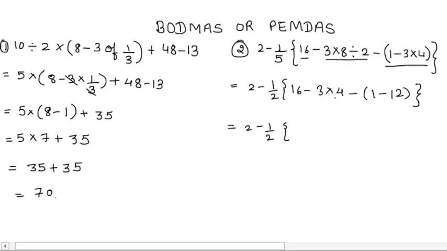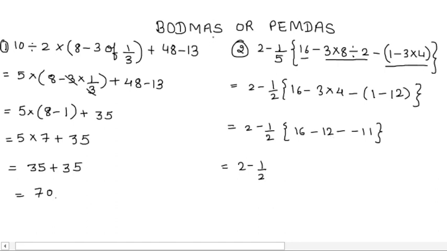Now here again I have 3 times 4. We cannot subtract first again because subtraction comes later, first comes multiplication. So I multiply first. 16 minus 3 times 4 is 12, minus. Now the outcome of the bracket is 1 minus 12, which is negative 11. 2 minus 1 by 5. Now inside the bracket I have 16 minus 12, two negatives, they become positive, plus 11. So I can solve this first.